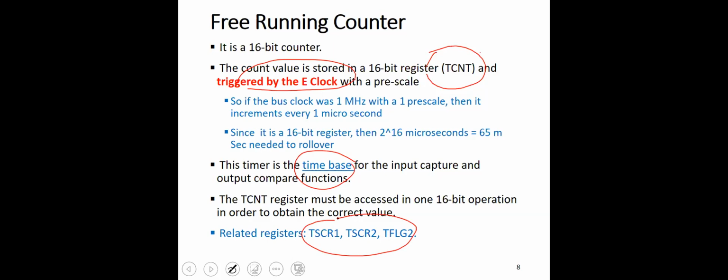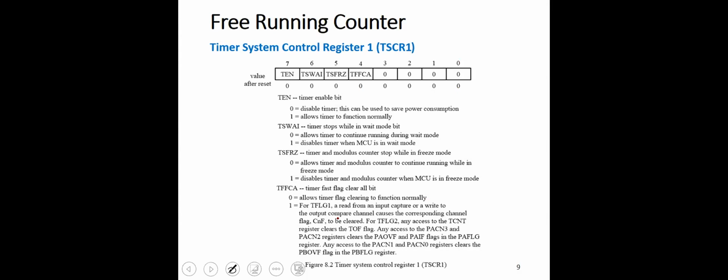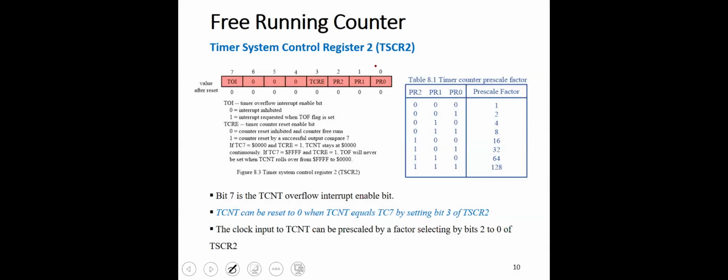Technically, in these control registers, as we saw last time, we can enable, turn on or turn off the timer. We can specify what happens to this timer when the microcontroller enters the wait mode and the freeze mode, and we can enable the fast flag clear feature, which we will discuss today. Also, in the second control register, we can enable the timer overflow interrupt feature. We can specify the prescaler for the incoming clock, and this is important because we sometimes need to increase the maximum time that we are working with.